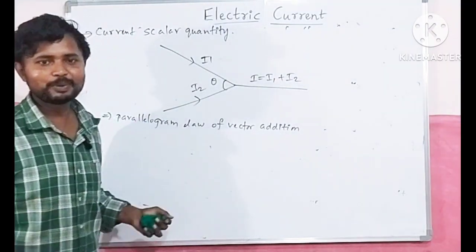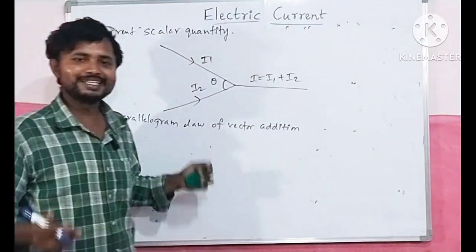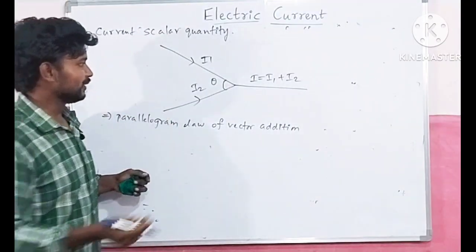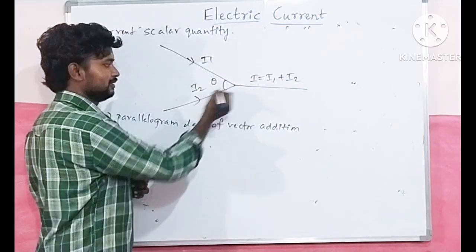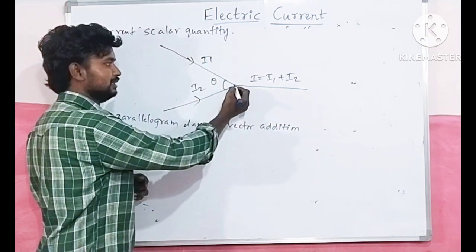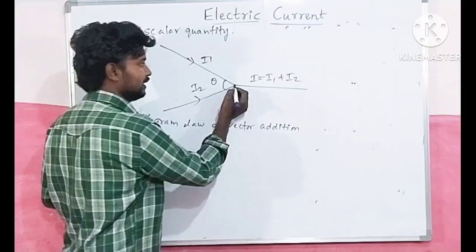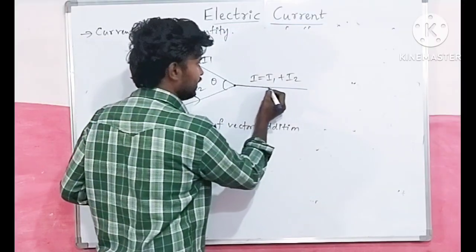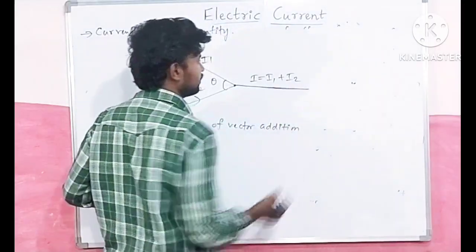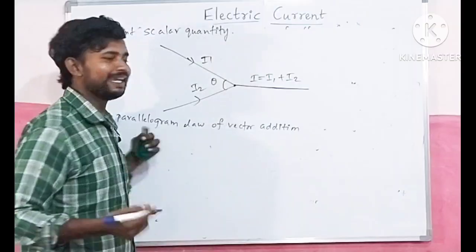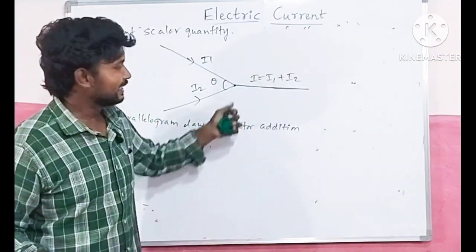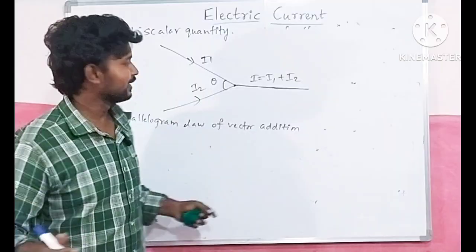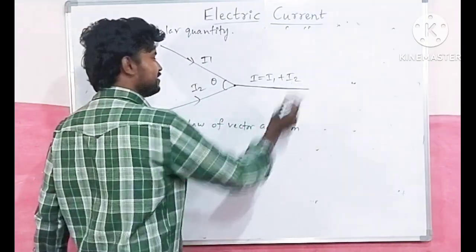The maximum and minimum depend on the angle. But here, current I1 is coming in this direction, I2 is coming in this direction. At this junction point, again the current is flowing through this path. So the total current is I equal to I1 plus I2. We are not considering the angle in this case. So I equal to I1 plus I2.